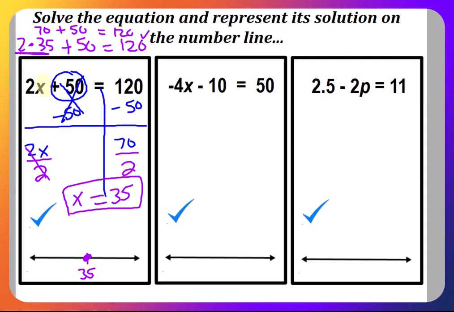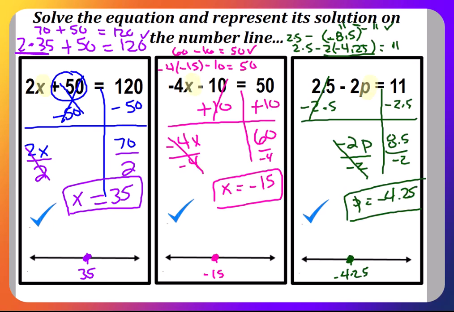So I want you to go ahead and pause the video and solve the next two problems on your own. Remember, you need to do the inverse operation of the constant first. We have to remove the constant first. Then we can remove the coefficient.